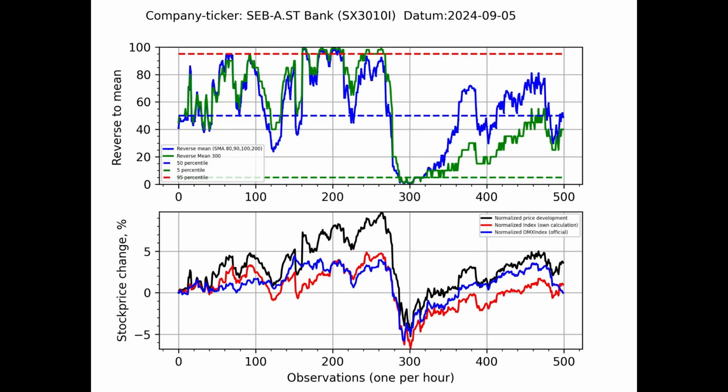Stock price change graph. This graph analyzes stock price changes over the past 500 hours. The price is normalized to the start point marked by the black line, meaning changes in the price are measured relative to this start value.